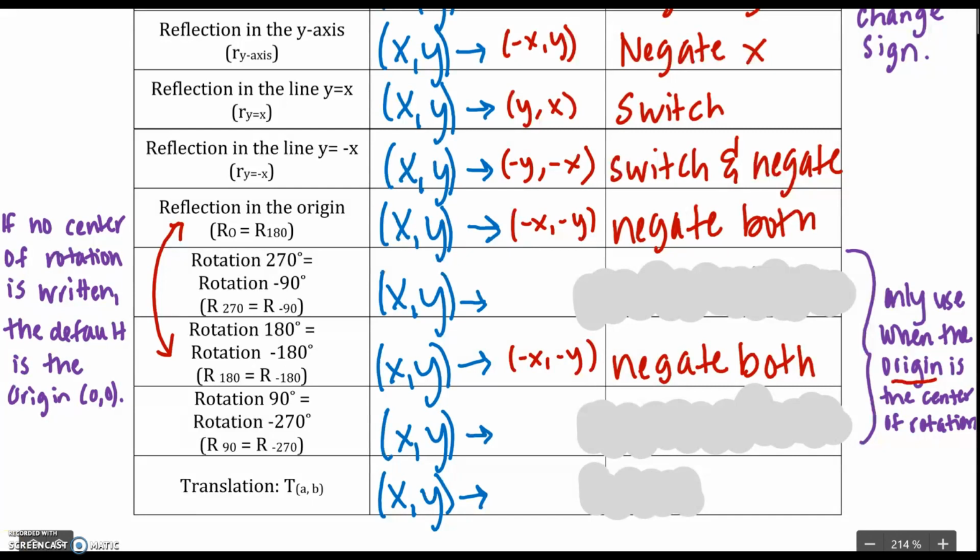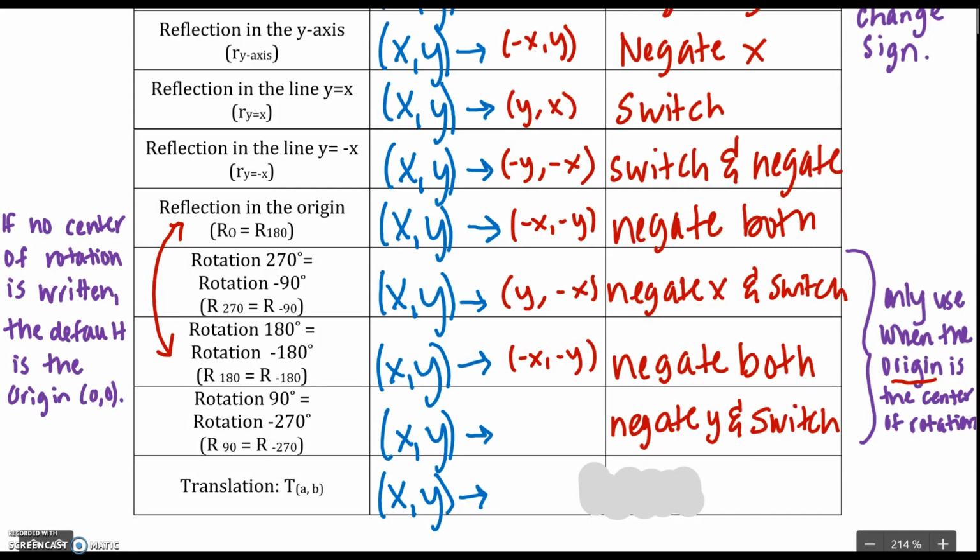Now, a rotation of positive 270 and negative 90 are the same. If you can remember the shortcut for this, what you'll do is you'll negate the x value and then switch them. And for a positive 90, which is the same as a negative 270, it's the other way around: you negate the y value and then you switch them. And then for translation, really you're just adding. So whatever your x value is, you're going to add the first part of your translation, the first number. And for the y value, you add the second part of your translation.